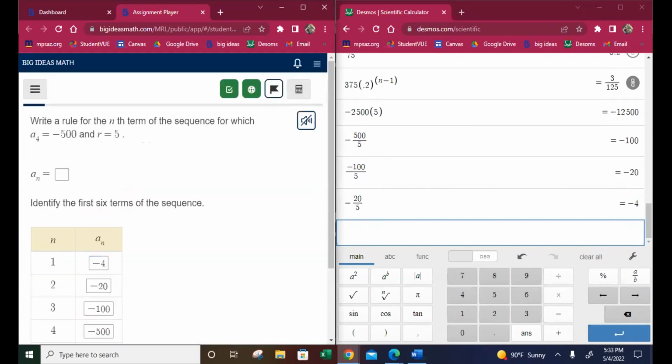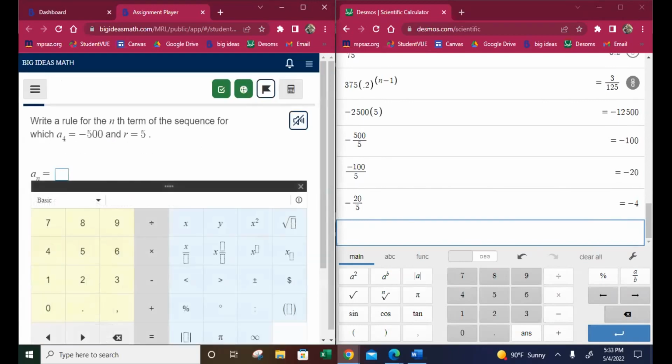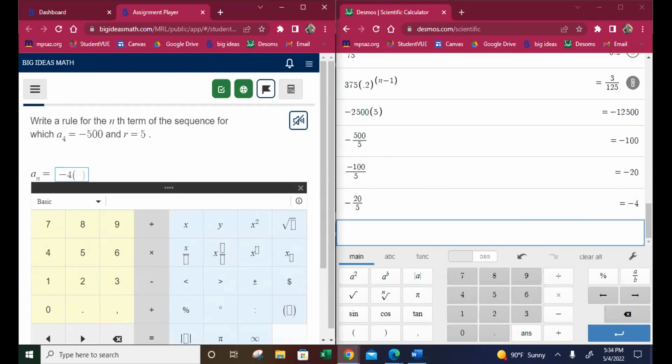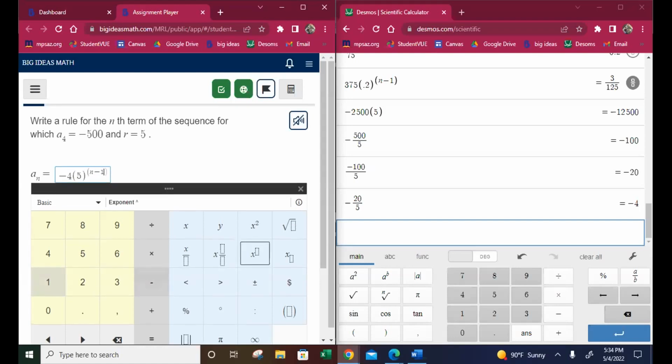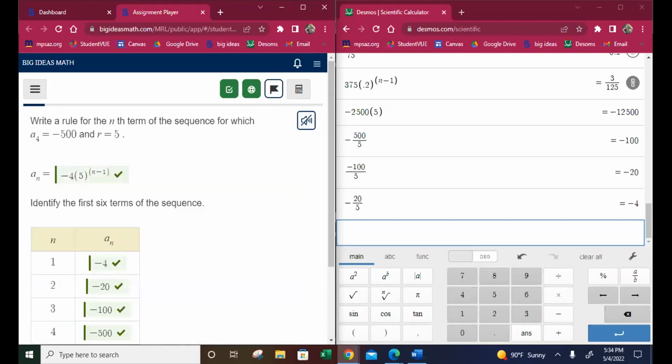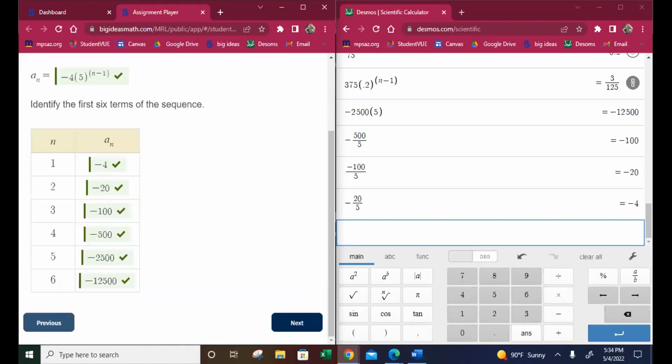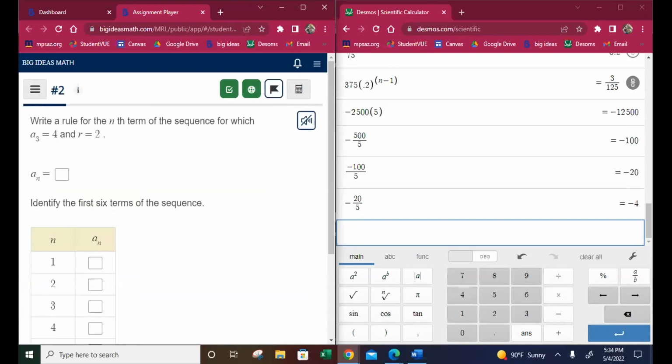Fantastic. Now, AN is the first term. That's minus 4. It's the first term you found. Parentheses, open parentheses, your R value, which is 5, to the power of n minus 1 on the outside of the parentheses. Okay, dokie.